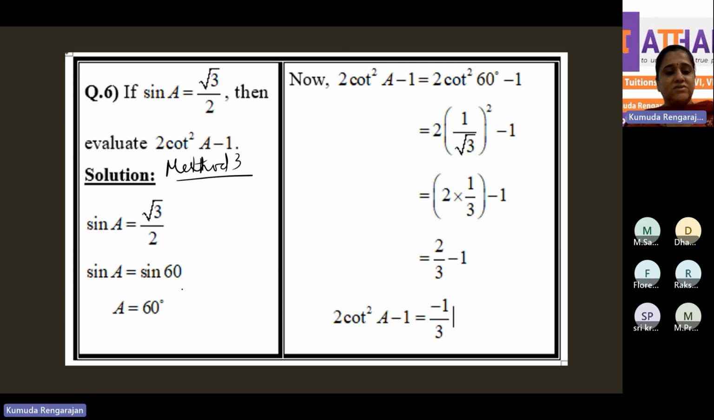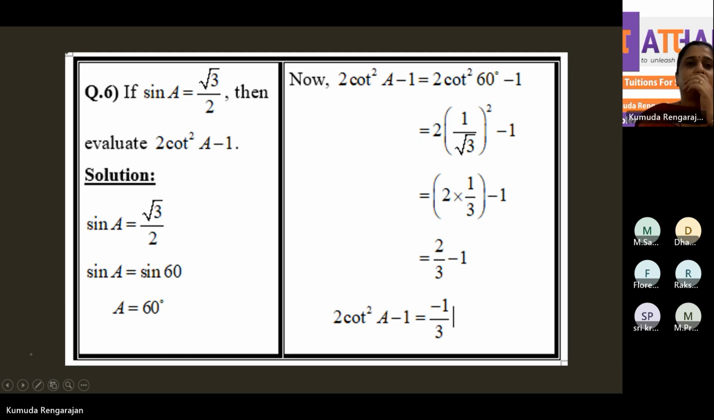So sine A is sine 60. So A is equal to 60 degrees. Now this is what we'll have to evaluate. But A is what? 60 degrees. Correct? And cot 60 is 1 by root 3. Why whole square? Because cot square 60 degrees. Understood? Yes, ma'am. Okay.